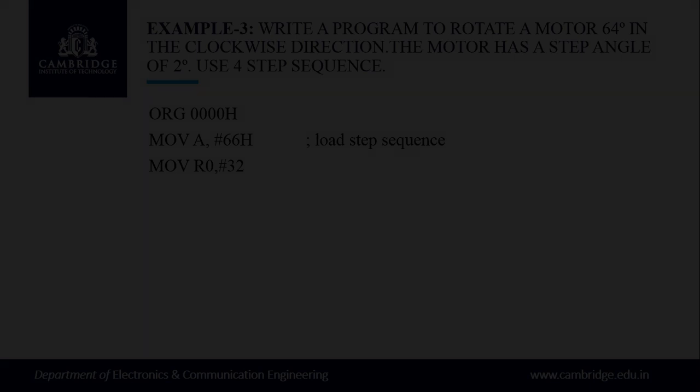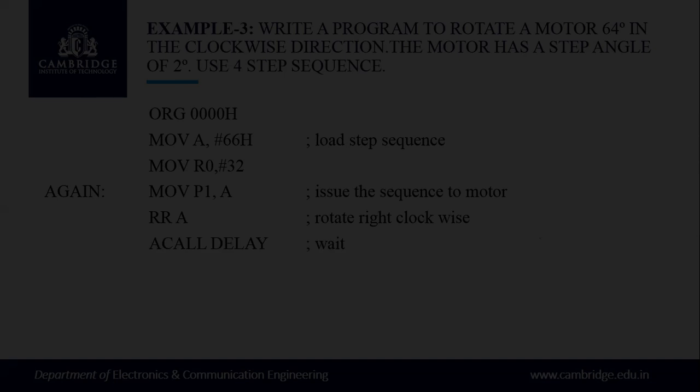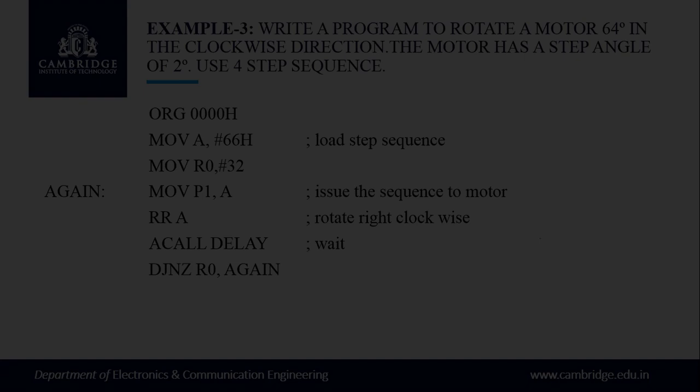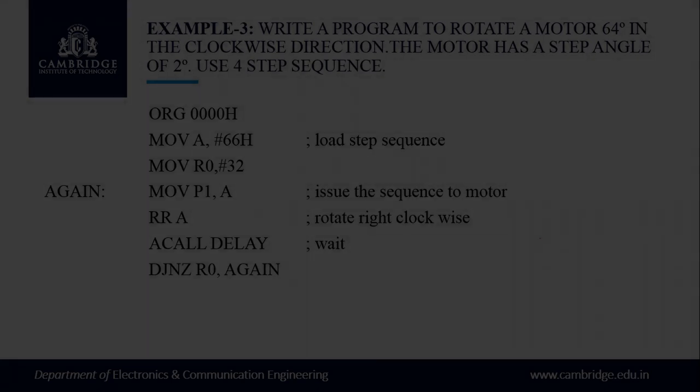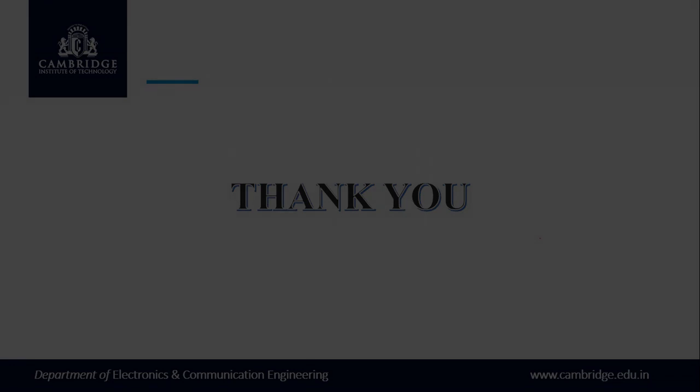Here it is 32 times. First you send 66, rotate right, and call delay. Then you check whether you have energized 32 times or not. Again it will come back like this. You give the sequence 32 times, and each time it generates a 2 degree step, so that you achieve a 64 degree rotation. So this is how I can write the stepper motor interfacing with the 8051. Thank you.